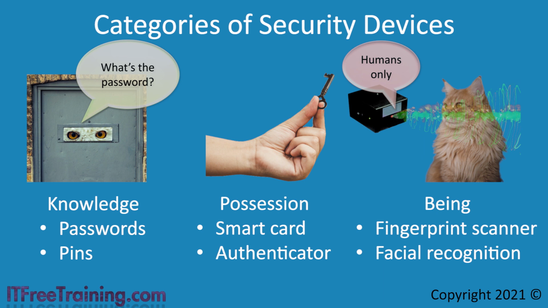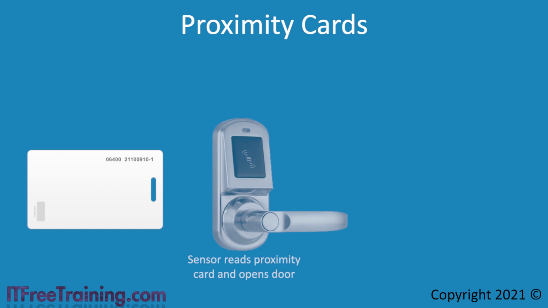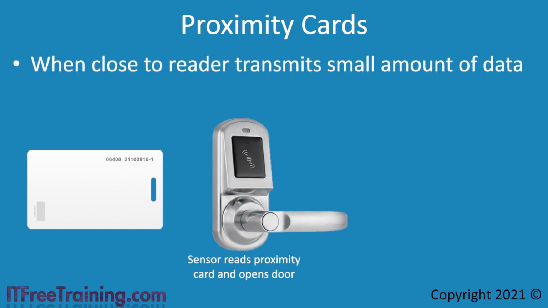To start with, I will look at some of the security devices that fit into the possession category of devices. The first security device I will look at is a proximity card. A proximity or proxy card is a small plastic card. When the plastic card is next to a sensor, commonly used to unlock doors, the proxy card transmits a small amount of data. This small amount of data is generally a unique number. The unique number identifies the proxy card and thus allows access. The basic idea being that the person who has the proxy card is allowed to have access.